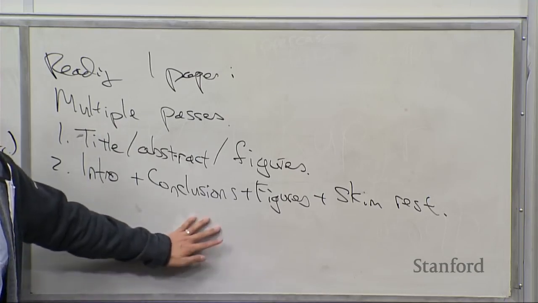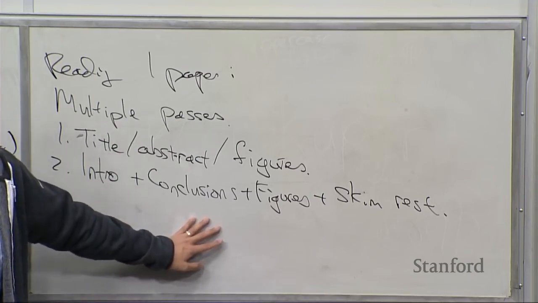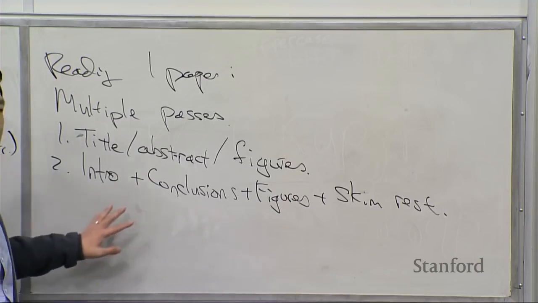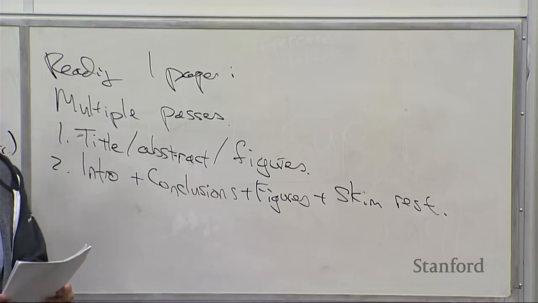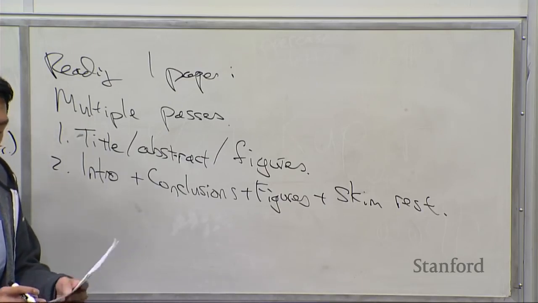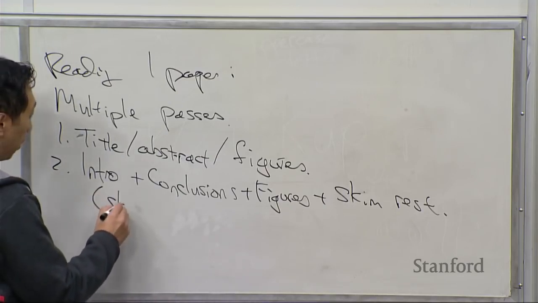And so because of that maybe slightly unusual incentive, the intro and conclusion and abstract often give a very clear summary of what the paper is actually about.